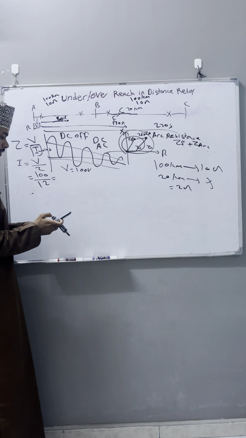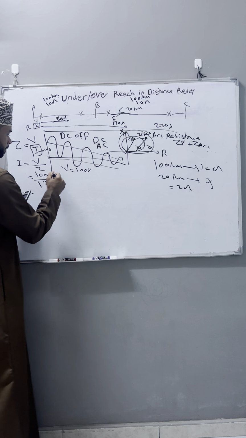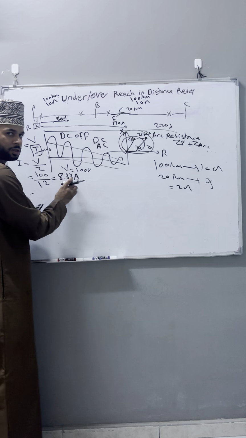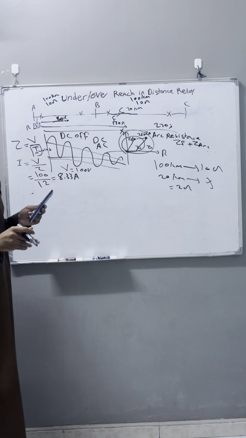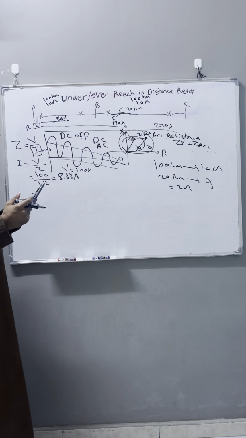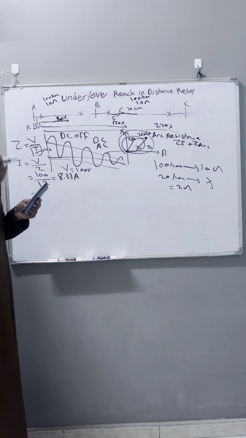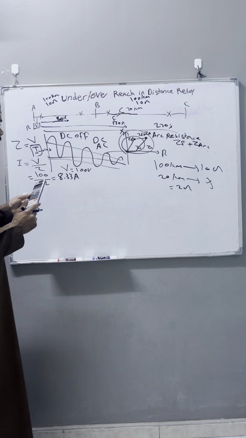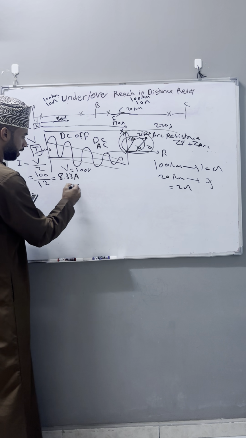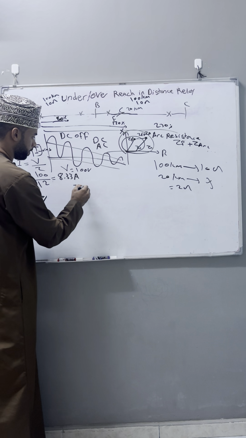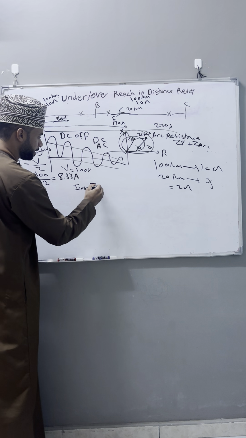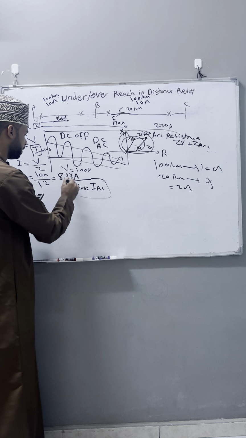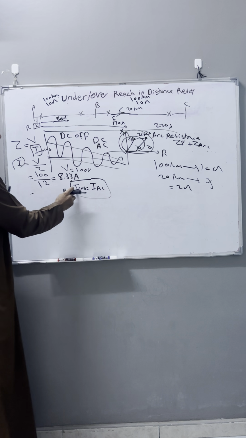100 divided by 12 will be equal to 8.33 amp. This is the value of the current without DC offset. Now how to find the fault current with the DC component? So let's say the IRMS will be equal to IAC, meaning the AC component. The AC component means this one.